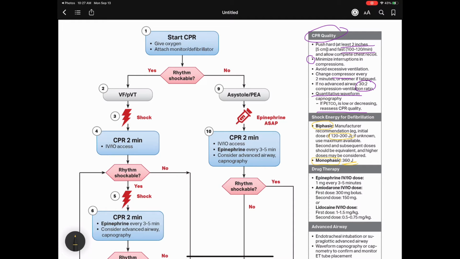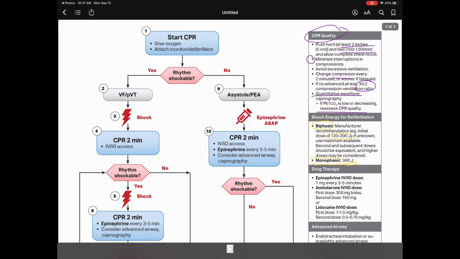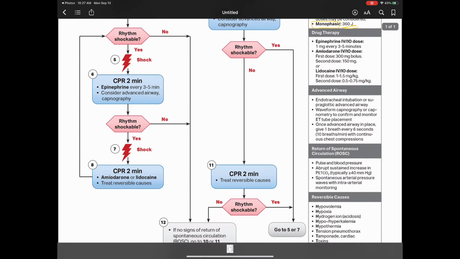Shock energy for defibrillation. There are two types, biphasic and monophasic. The difference is that monophasic is 360 joules and biphasic is 120 to 200 joules.